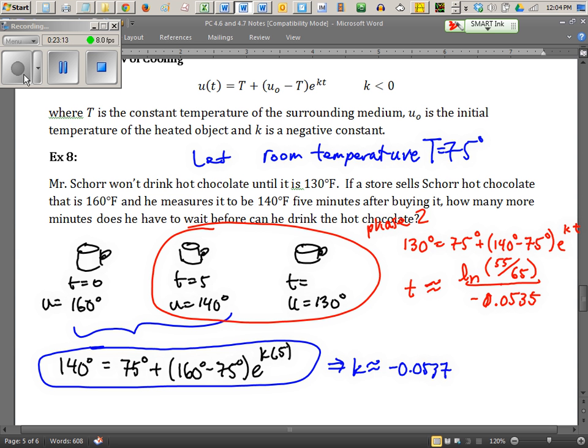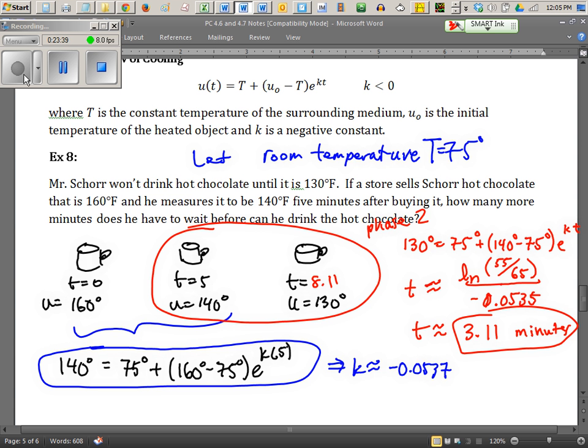So what did it turn out to be? 3.11 minutes. So I need to wait another 3.11 minutes. In other words, when the time is 8.11, after I bought my coffee and waited 8.11 minutes, I can drink it. That's a long time. I meant to say hot chocolate. Did I say coffee? Okay.